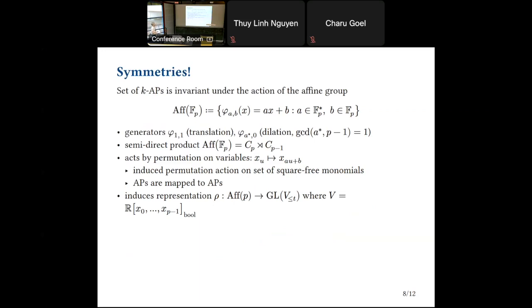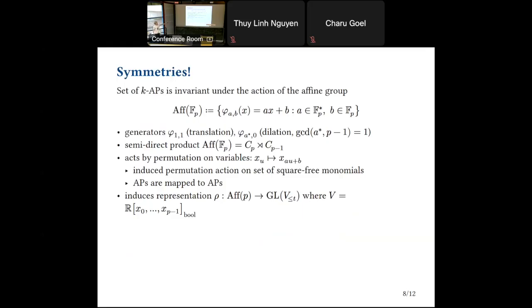But the key point is that arithmetic progressions are mapped to arithmetic progressions, because when you take one and shift it around in this sort of cyclotomic field, you don't change anything. It's still an arithmetic progression. When you scale every term of it, you also don't do anything, but that's because we have a prime order field, and everything works nicely. Yes, and then we get the induced representation on the Boolean polynomial ring in p variables, and this is what we will be looking at in a minute.